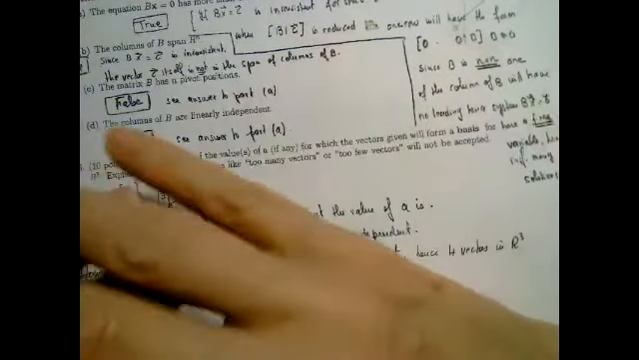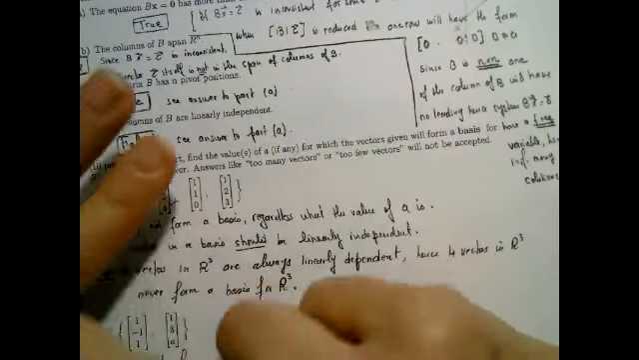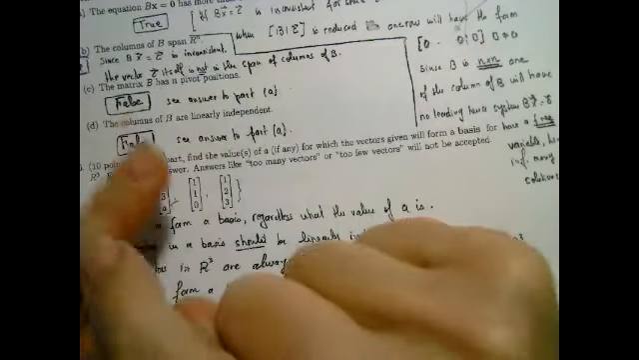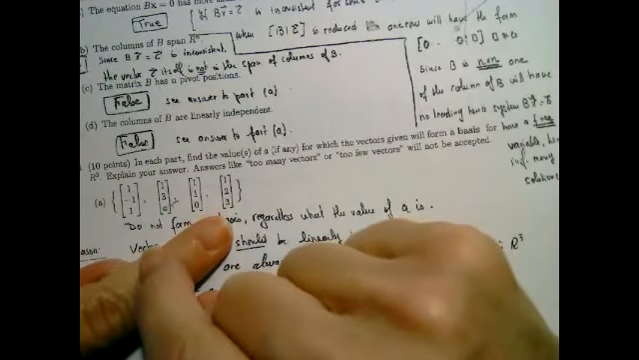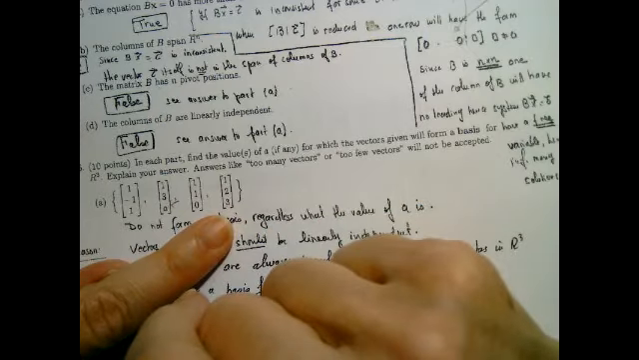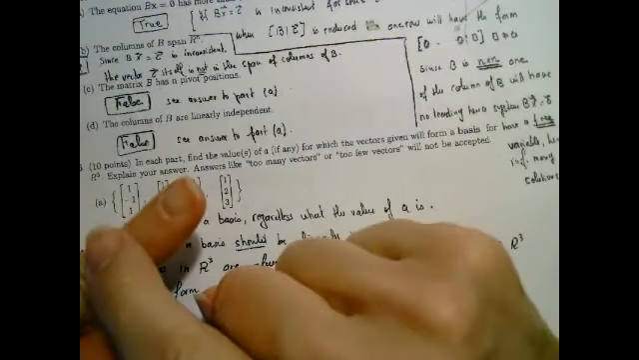Remember, a basis for R3 is a set of vectors in R3 that satisfy two conditions. First, they have to be linearly independent. And second, they should cover R3. It means everything in R3 should be a linear combination of them. So two conditions have to be satisfied.